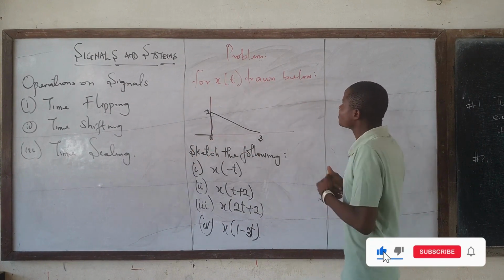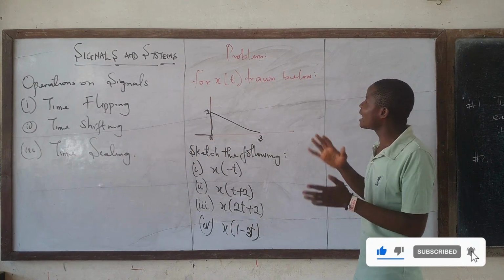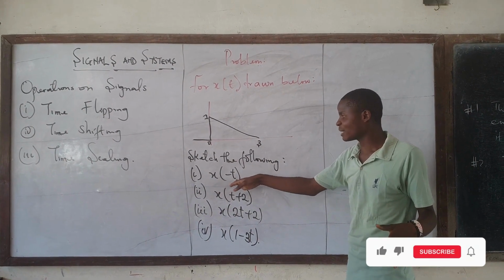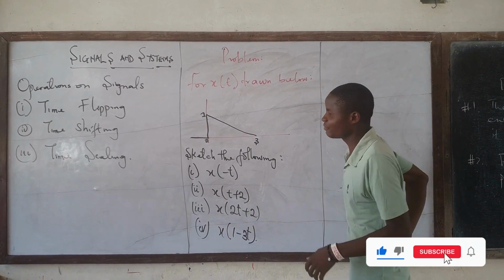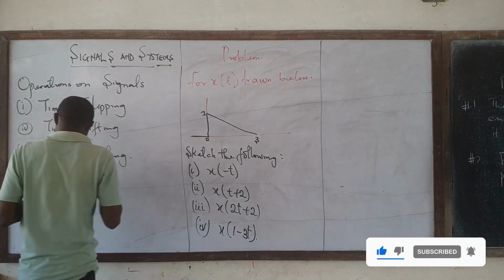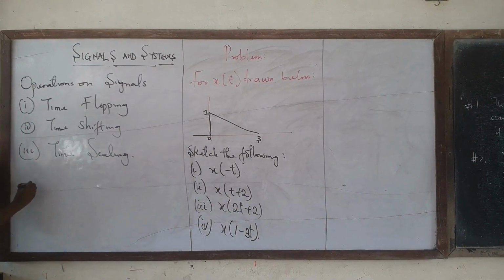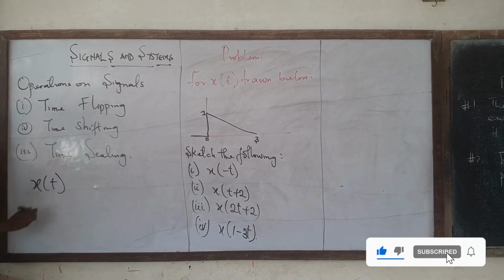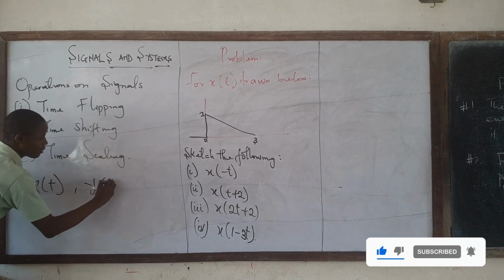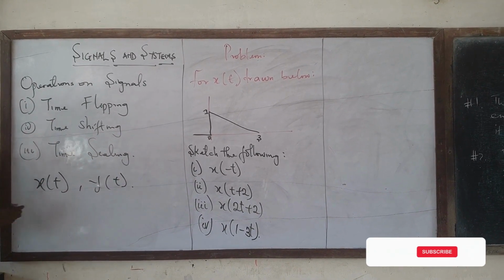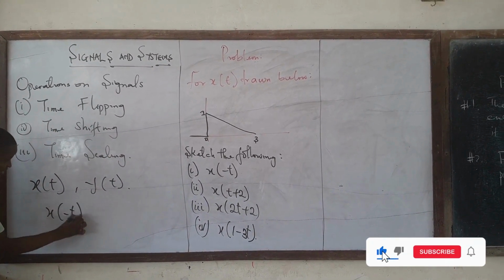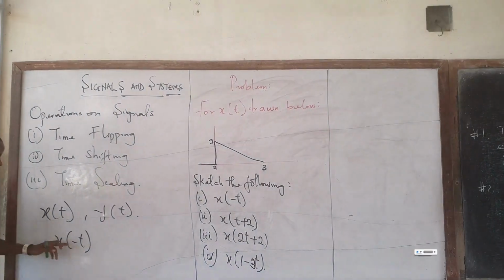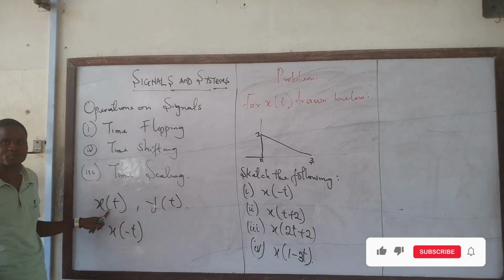Now, this problem is a very simple problem. For x of t drawn below, we are asked to sketch the following signal, x of minus t. Time flipping simply means that whenever you have an original signal, say x of t, and you write x of minus t, the minus is telling you to do a time flipping of the original signal x of t.